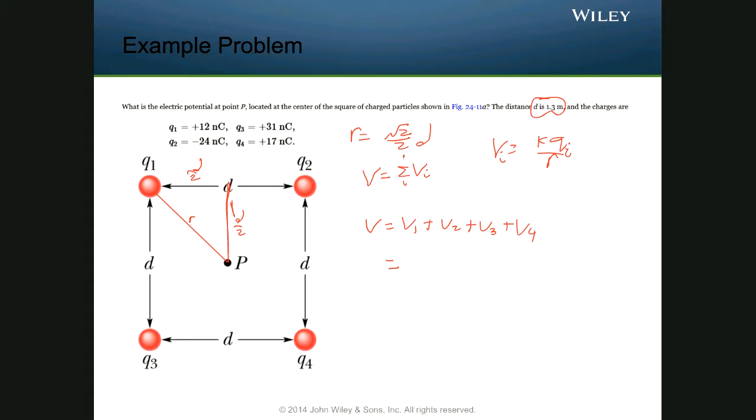So we know that from the math, and this will be equal to K over R, because those are all the same, right? You'll notice there's no i's here, times Q1 plus Q2 plus Q3 plus Q4. All right, so that's all you have to do to get the total voltage. Let's add up those charges, multiply it by K, and divide by R.